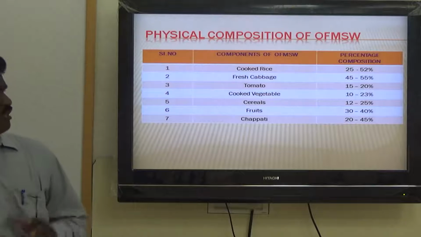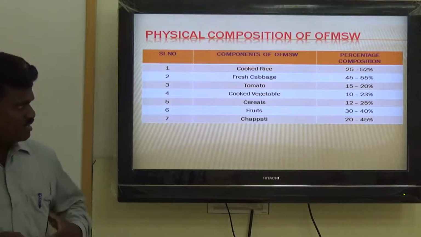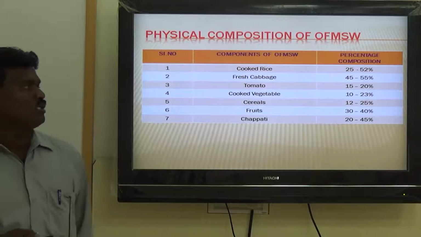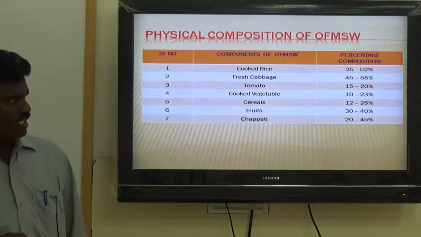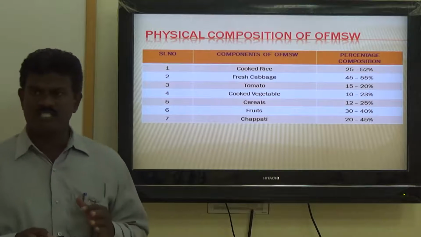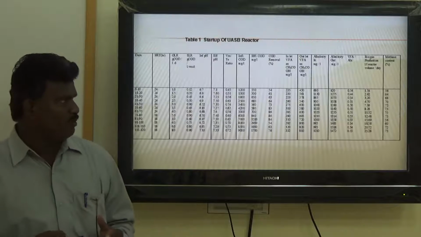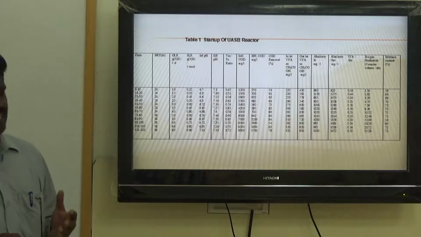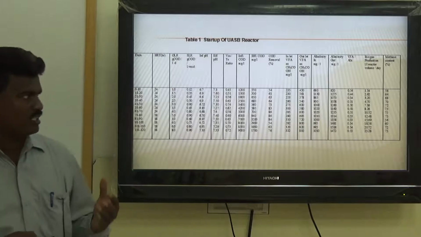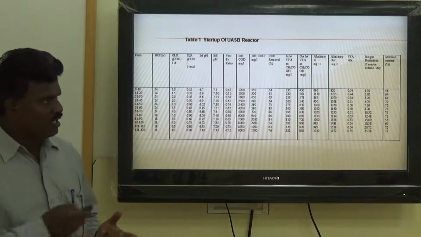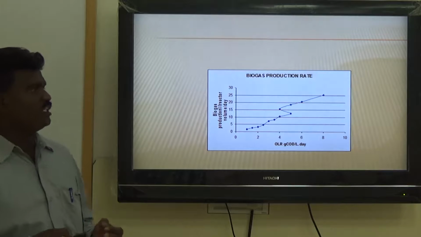Here, various components of the organic fraction of municipal solid waste are shown in the figure. It is cooked rice, fresh cabbage, tomato, cooked vegetables, cereals, various kinds of fruits, chapati and some other different kinds of foodstuff. The percentages are also given here. What chemical parameters should be maintained is also shown in the slide. Here are the inlet parameters and the outlet parameters taken for the study. Finally the methane content is shown in the last column. Graphs are given for the biogas production.